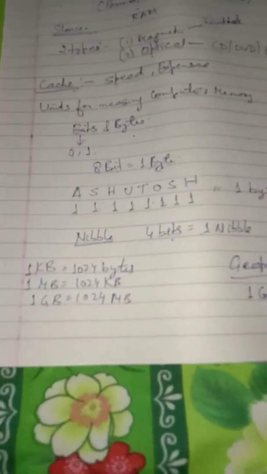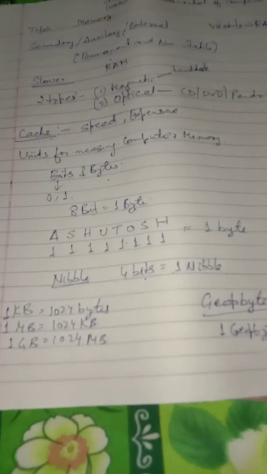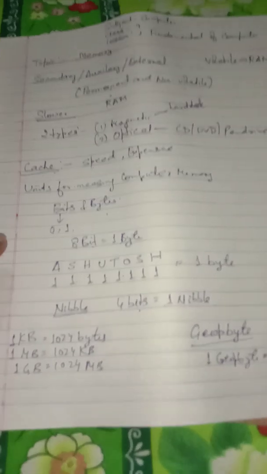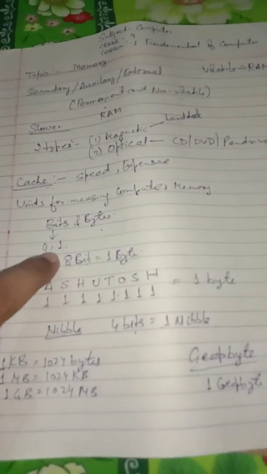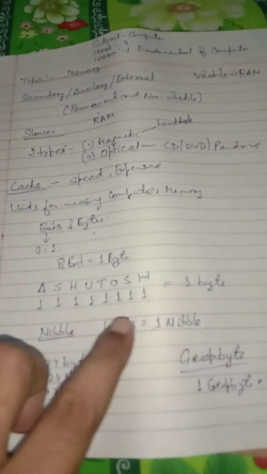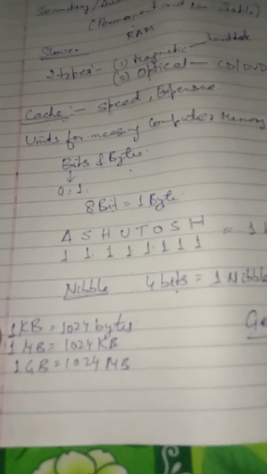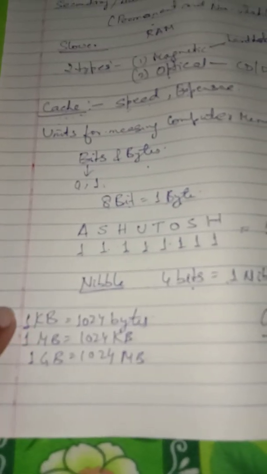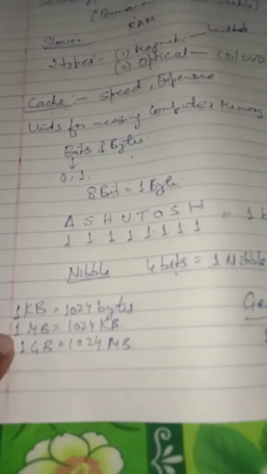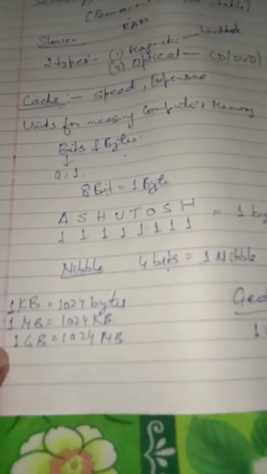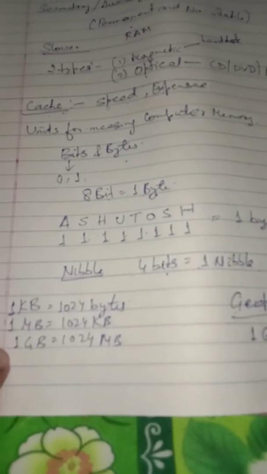So let me once again revise the different units of computer memory. We generally have bit and byte used for measuring the computer memory. 8 bits equal 1 byte, 4 bits equal 1 nibble. Next we have kilobyte. 1 kilobyte is equal to 1024 bytes. Megabyte, 1 megabyte is equal to 1024 kilobytes. Gigabyte, 1 gigabyte is equal to 1024 megabytes.